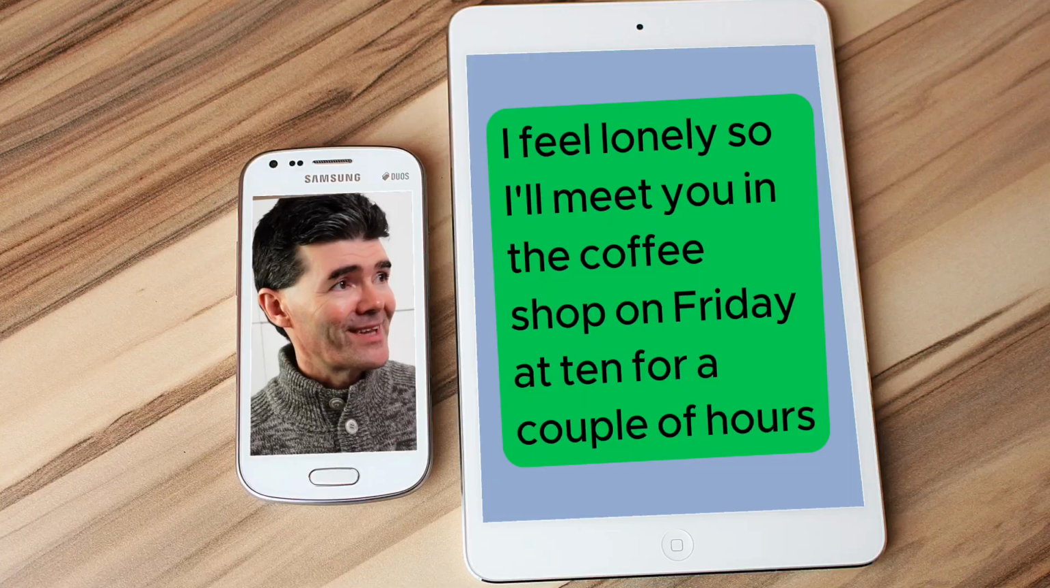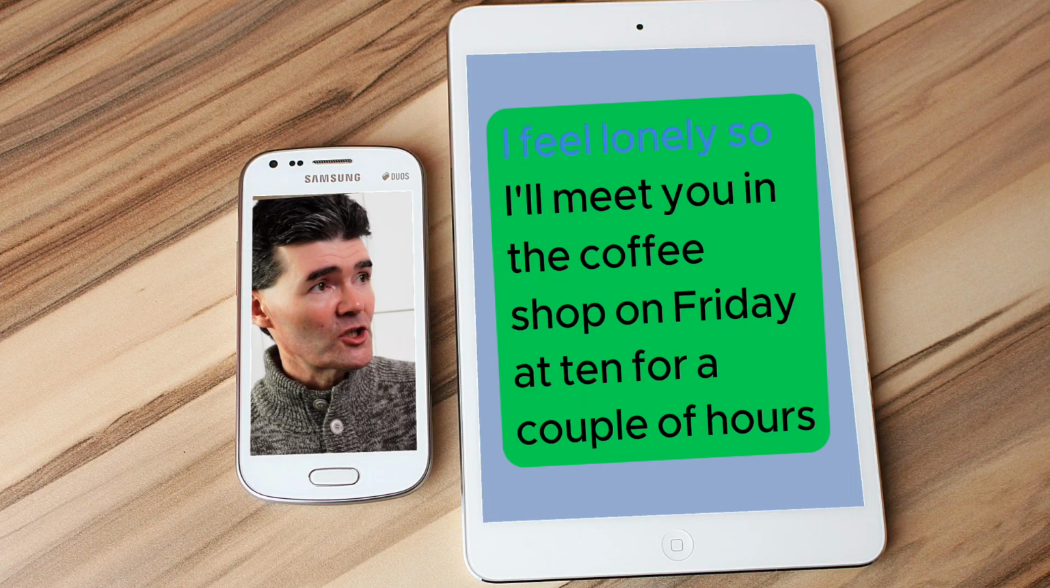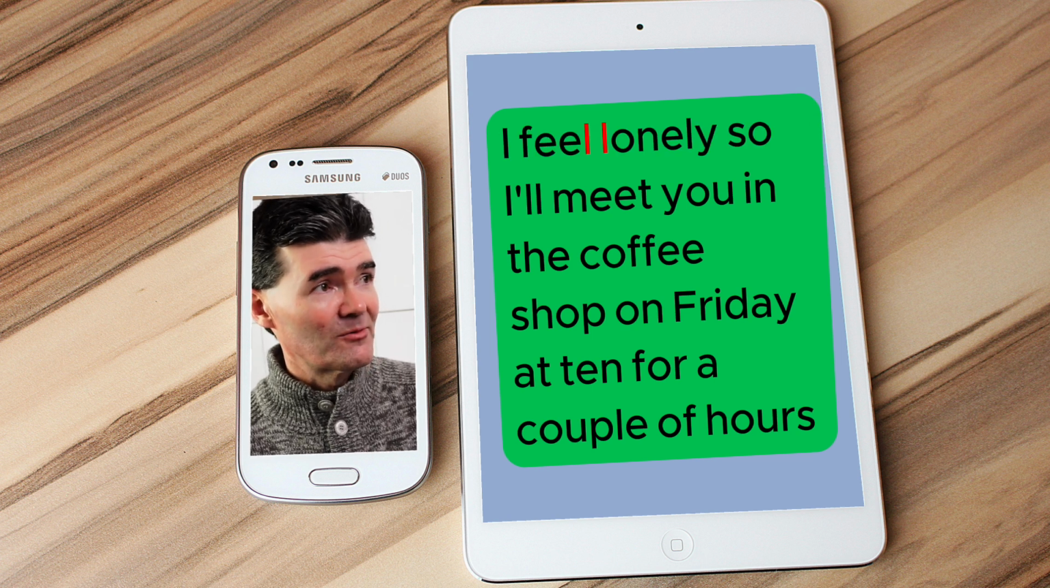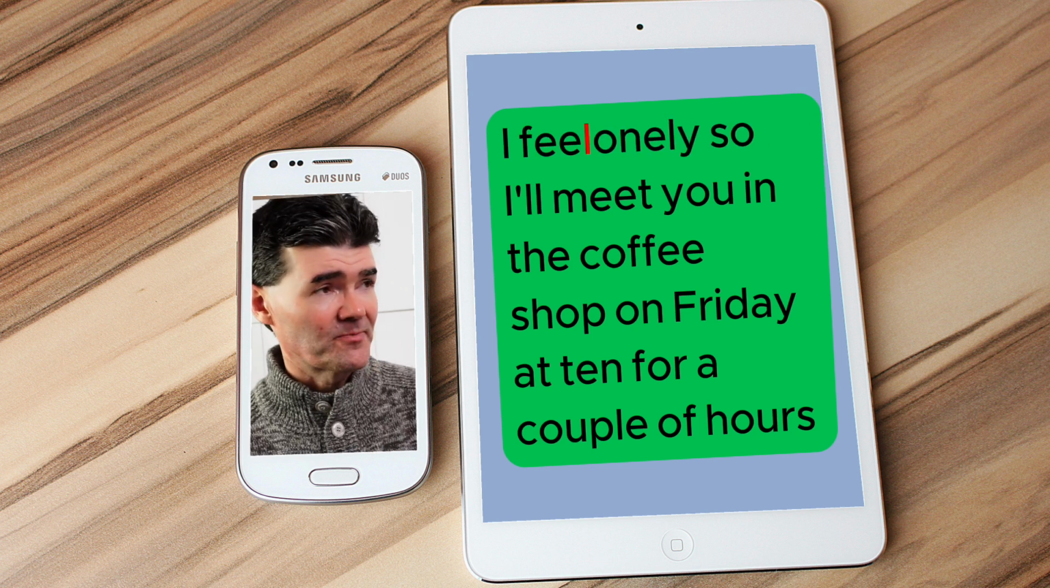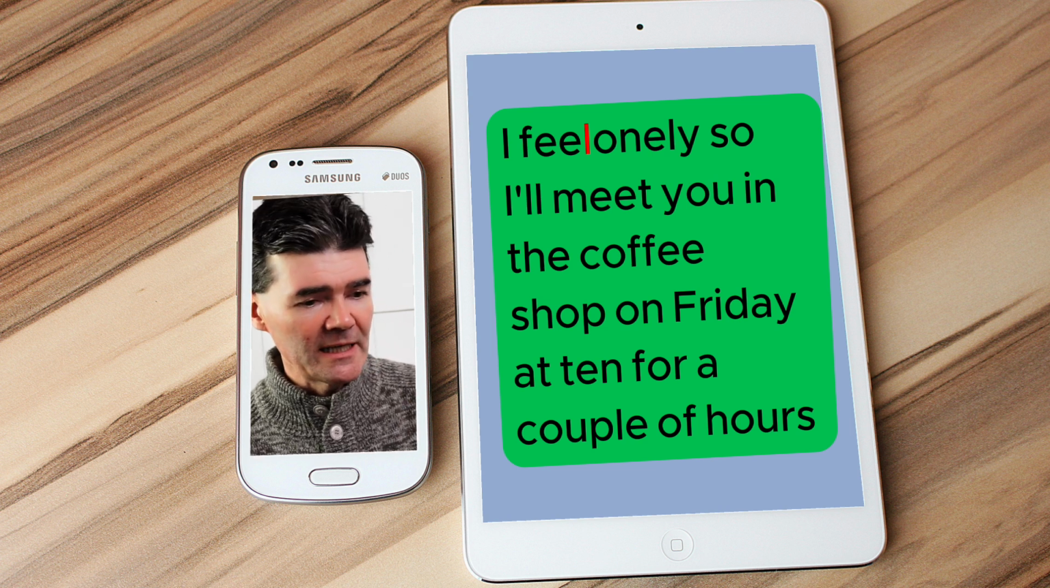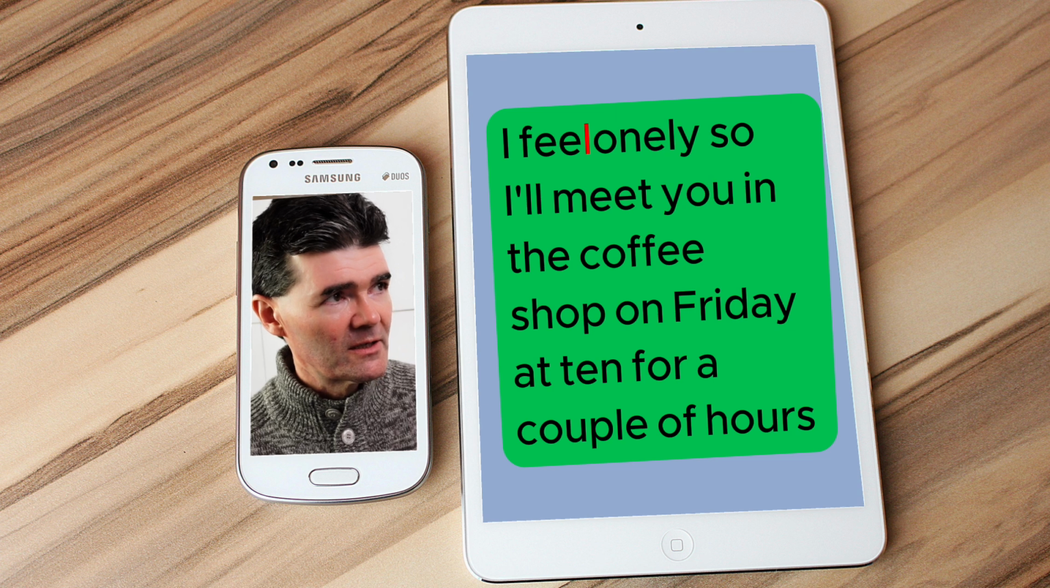Let's take a look. I added, I feel lonely so at the beginning of the sentence, and notice that feel ends in L, lonely begins in L. We link those words. I feel lonely. Feel lonely. Not feel lonely. Feel lonely.